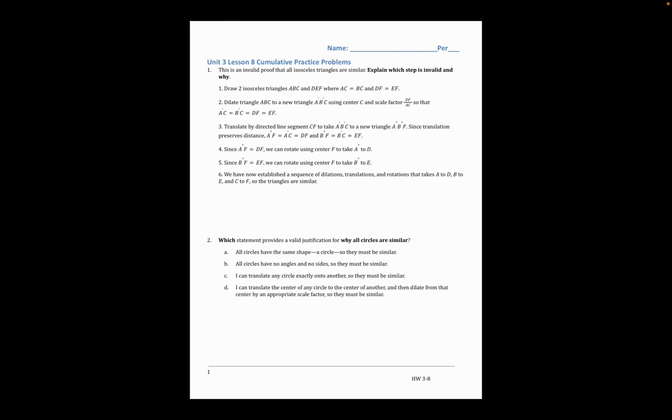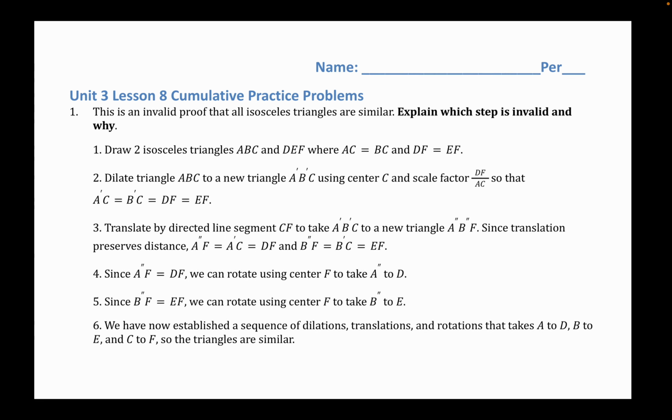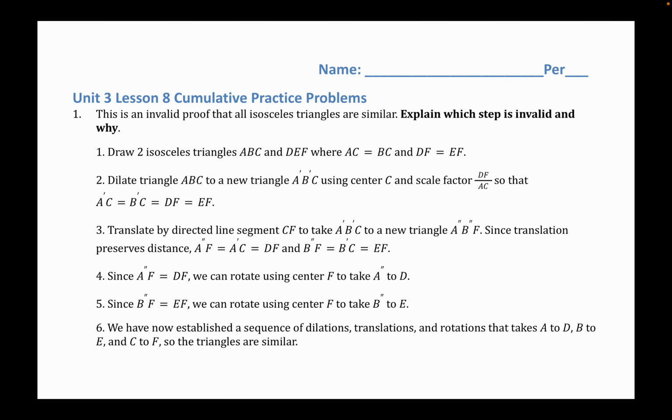Problems. So let's look at this one first. Our first question says this is an invalid proof, meaning it does not work. It's an invalid proof that all isosceles triangles are similar. We want to know which step is invalid, like which step did they do wrong? Explain which is invalid and why. So let's read through it and then we'll see what steps don't work.